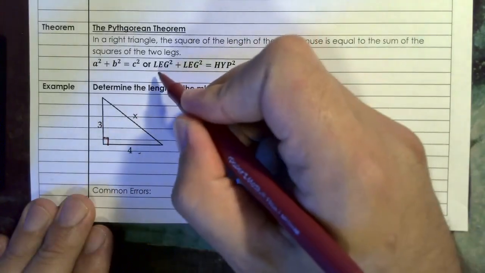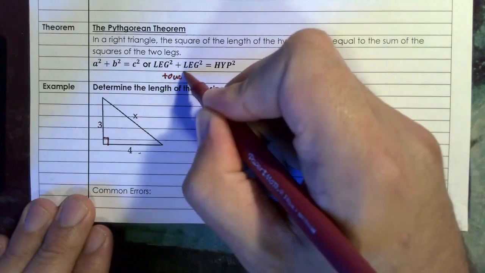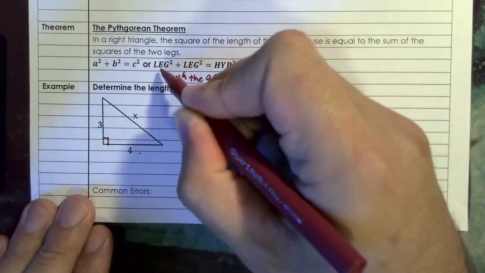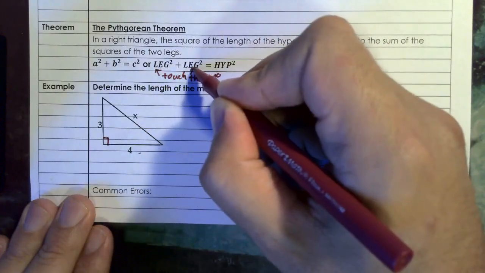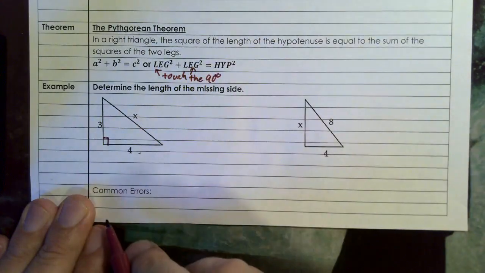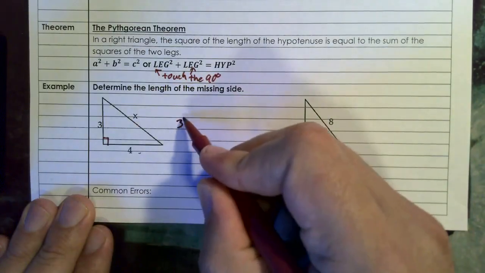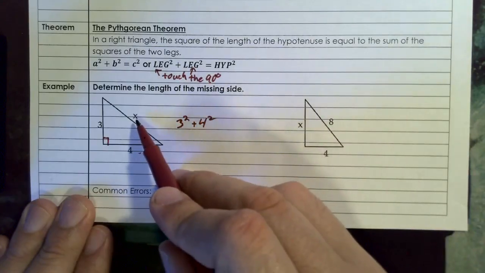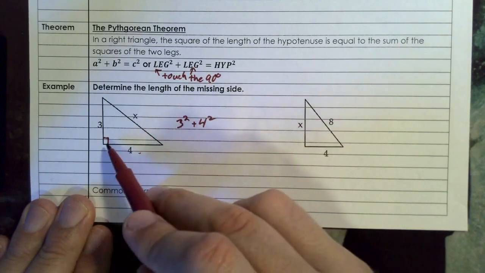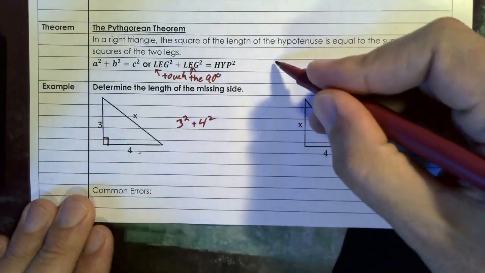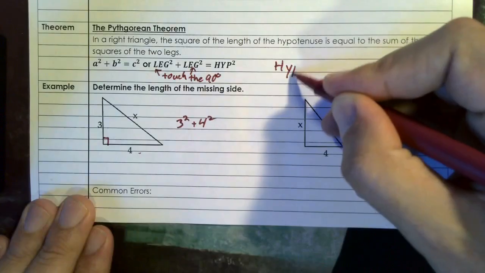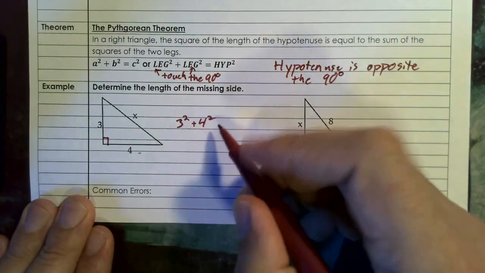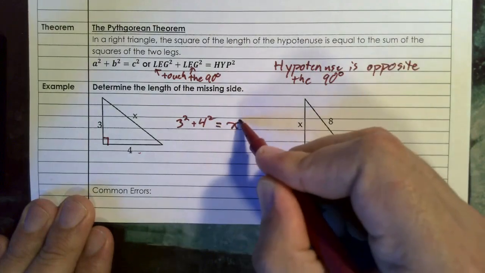legs. The legs touch the 90. So that's true for our legs. So 3 and 4 touch the 90. So we would say 3 squared plus 4 squared is going to get us this, the hypotenuse. The hypotenuse is opposite the 90. So 3 squared plus 4 squared is going to equal x squared.